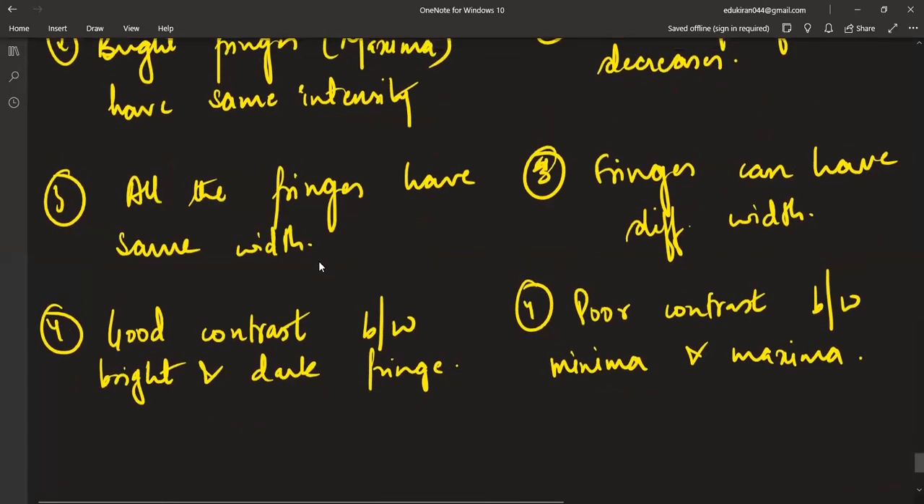Then in interference, all the fringes have the same width. Here, in diffraction, fringes can have different widths. In interference, there's a good contrast between bright and dark fringes. Here, minima and maxima have a poor contrast, meaning that in interference you will be able to identify bright fringes properly on the dark background, like black and white. White is very prominent, black is very dark. In diffraction there's a poor contrast. That means when you see the diffraction experiments, hazy portions will be there. Somewhere you'll be able to identify maxima and minima, somewhere you won't.